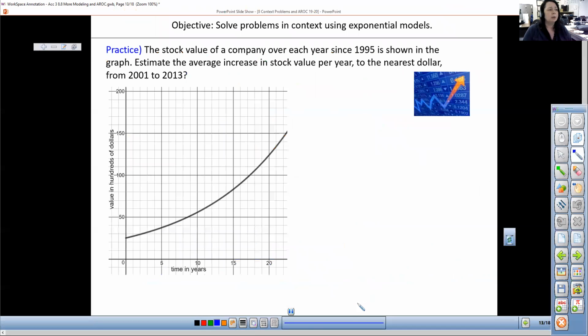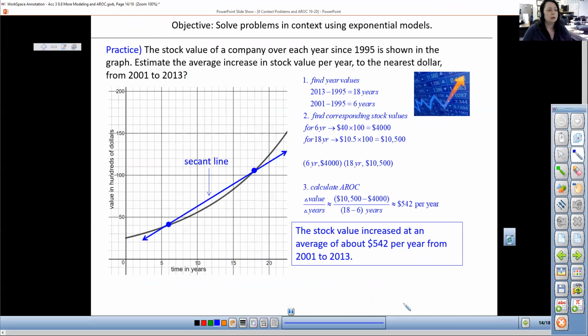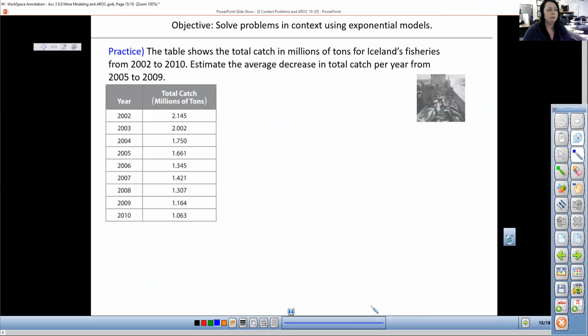Here is a practice problem for you to try. Pause your video. Let's take a look. All right. Let's look at another one. Another one to try. Pause the video. All right, let's take a look.